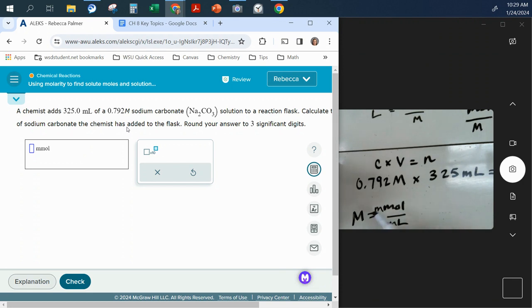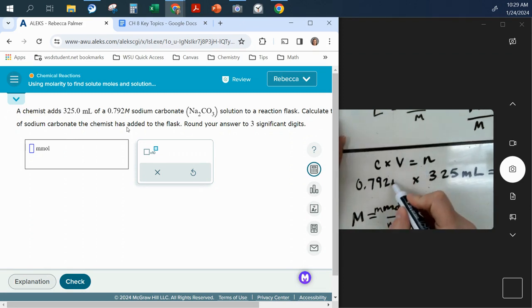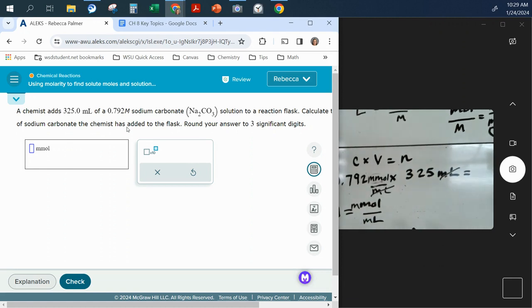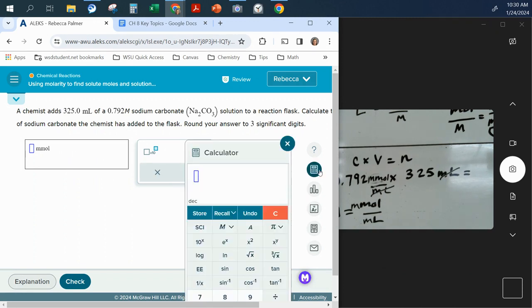Okay, so this is like a shortcut. If this doesn't make sense, then you'll convert this to liters and then convert it back to millimoles. Because I can replace this molarity with millimoles per milliliter. Milliliters cancels out, and we can just multiply these two numbers together. So that's a shortcut. Let's do the shortcut. Questions so far? Let's check. Oh, calculator.